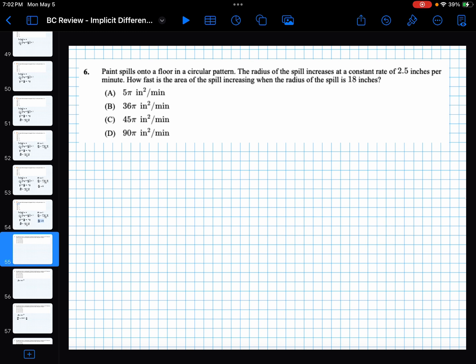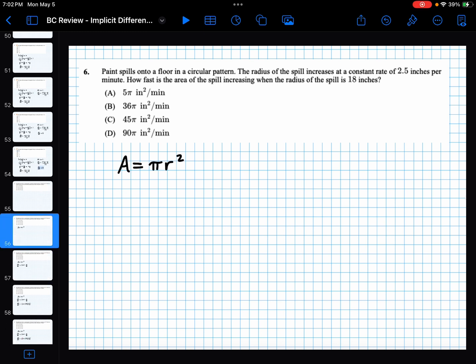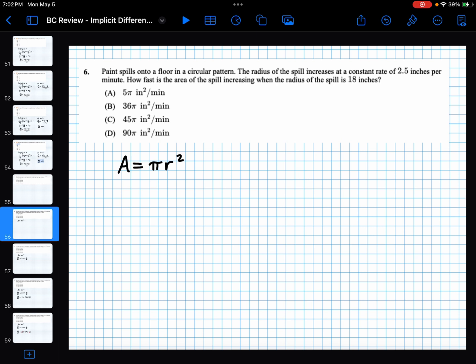They say it's a circular pattern, and then they're talking about the rate of change of the area of the circle. So that's going to be the area formula for a circle, pi r squared. And then with all related rates questions, you are differentiating everything with respect to t. So in the implicit differentiation problems where all the y derivatives had to be multiplied by dy/dx, now every variable term's derivative has to be multiplied by d of that variable over dt. So let's start the process here.